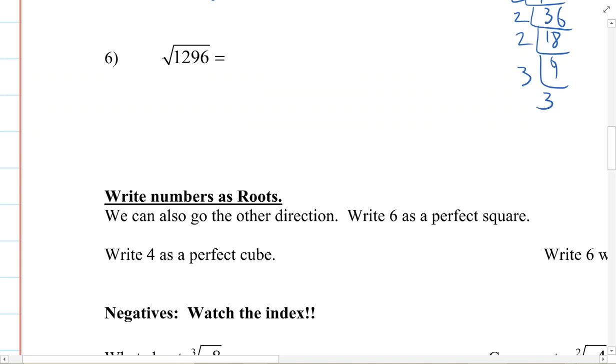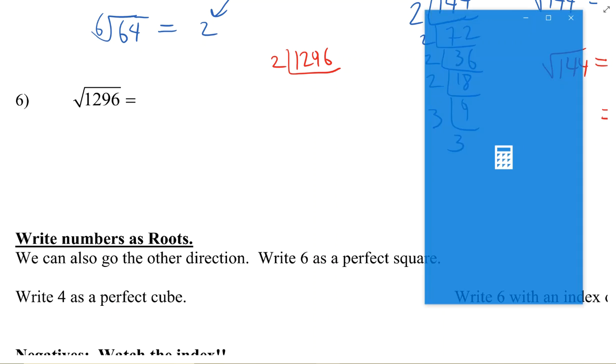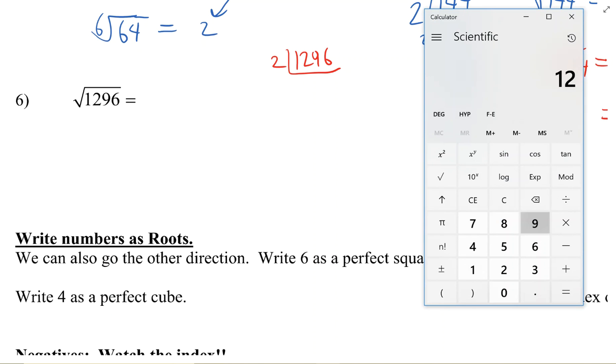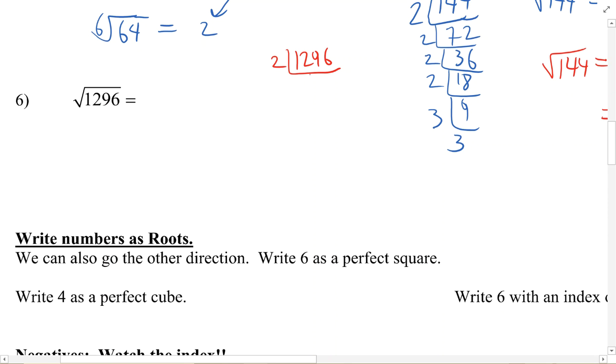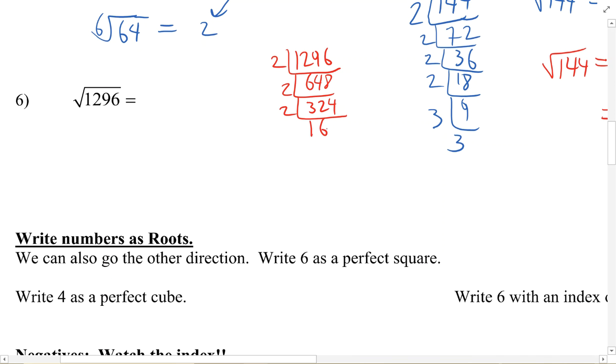1296. So let's do our prime factorization for this one. This one's going to be a little bit long, so we're going to start up top because it's a large number. It's even, so I can always divide by 2. Now I'm going to use my calculator because I'm a little shaky at this. I'm not going to get it to do the work, but I'll just divide by 2, 648. That seems like a large number. Divide by 2 again, 324. Divide by 2 again, 162. Divide by 2 again, 81.